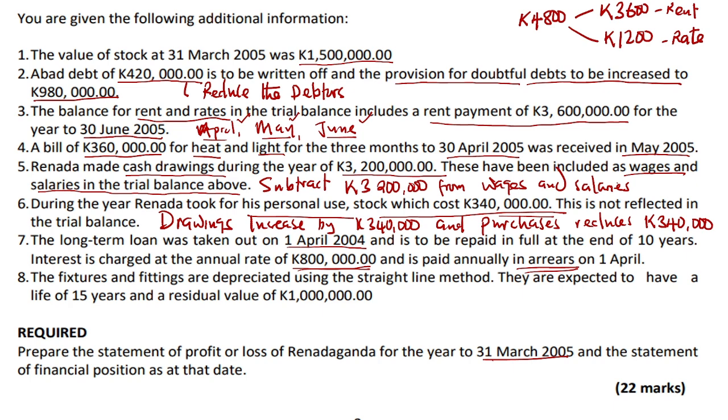Okay, an accrual of how much? An accrual of 360. Remember, that accrual was for 3 months, up to what? 30th April 2005. I hope you are getting the point.